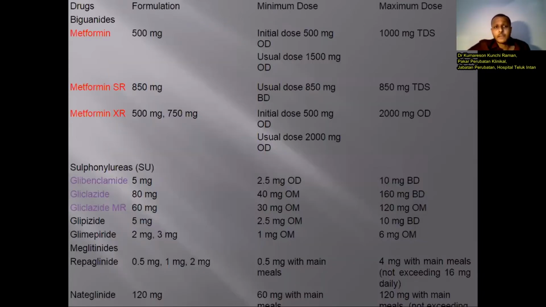Looking back at pharmacological aspects of management in diabetes, now there are an array of medications that are available.